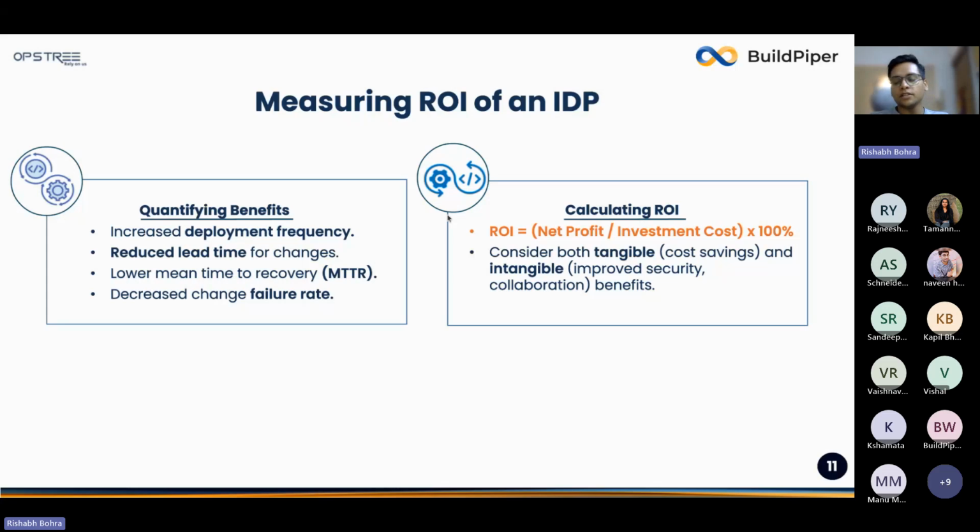And then for the calculation of the return on investment, it is as simple as your net profit divided by your investment cost, times 100%. And this net profit could be anything. It could be related to your increased productivity. It could be related to less identification of security vulnerabilities, less patching which is required on the existing systems, and fewer updates or patches to the existing dependencies that the application might be having.